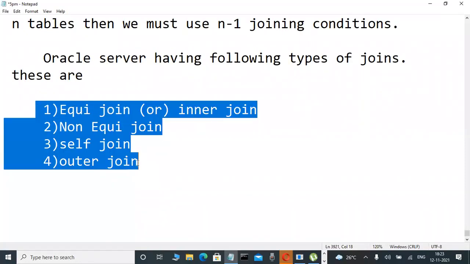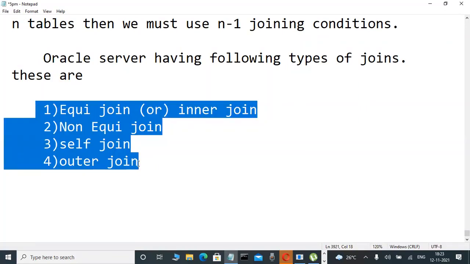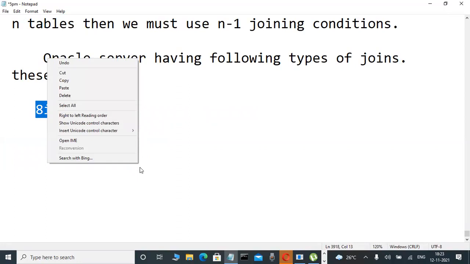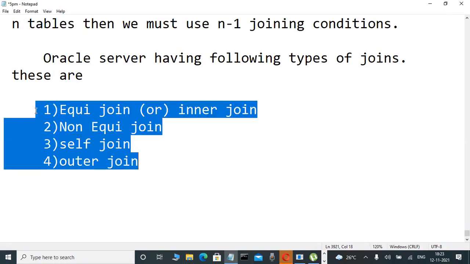Oracle 1.0, 2.0, 3.0, 4.0, 5.0, 6.0, 7.0, 7.1, 7.2, 7.3, 8.0, 8.1.5, 8.1.6, 8.1.7, that is 8i, then 9i, 10g, 11g, 12c, 18c, 19c, 21c, these versions are there. In Oracle 8i up to Oracle 9i, these joins are there. That's why olden-days programmers called these 4 the 8i joins. Don't worry, up to Oracle 9i, only these joins were available.